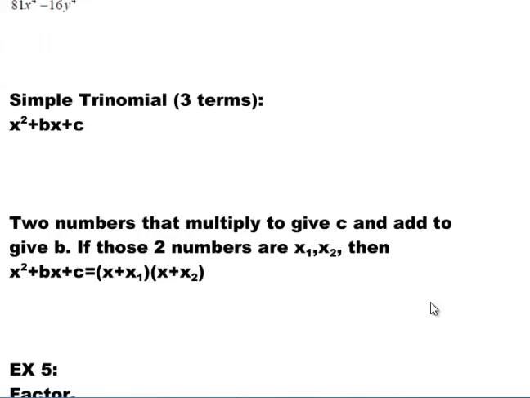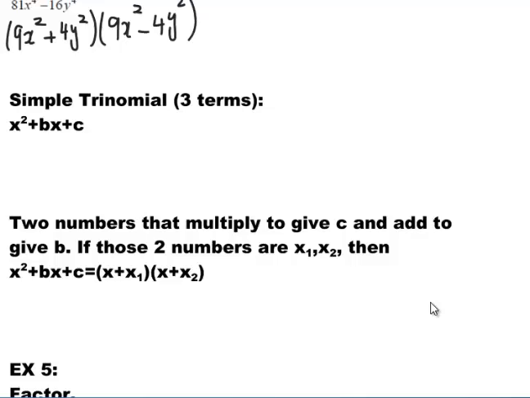The next example, 81x to the 4th minus 16y to the 4th. The square root of 81x to the 4th is 9x squared. The square root of 16y to the 4th is 4y squared. So I can write this one as 9x squared plus 4y squared times 9x squared minus 4y squared.